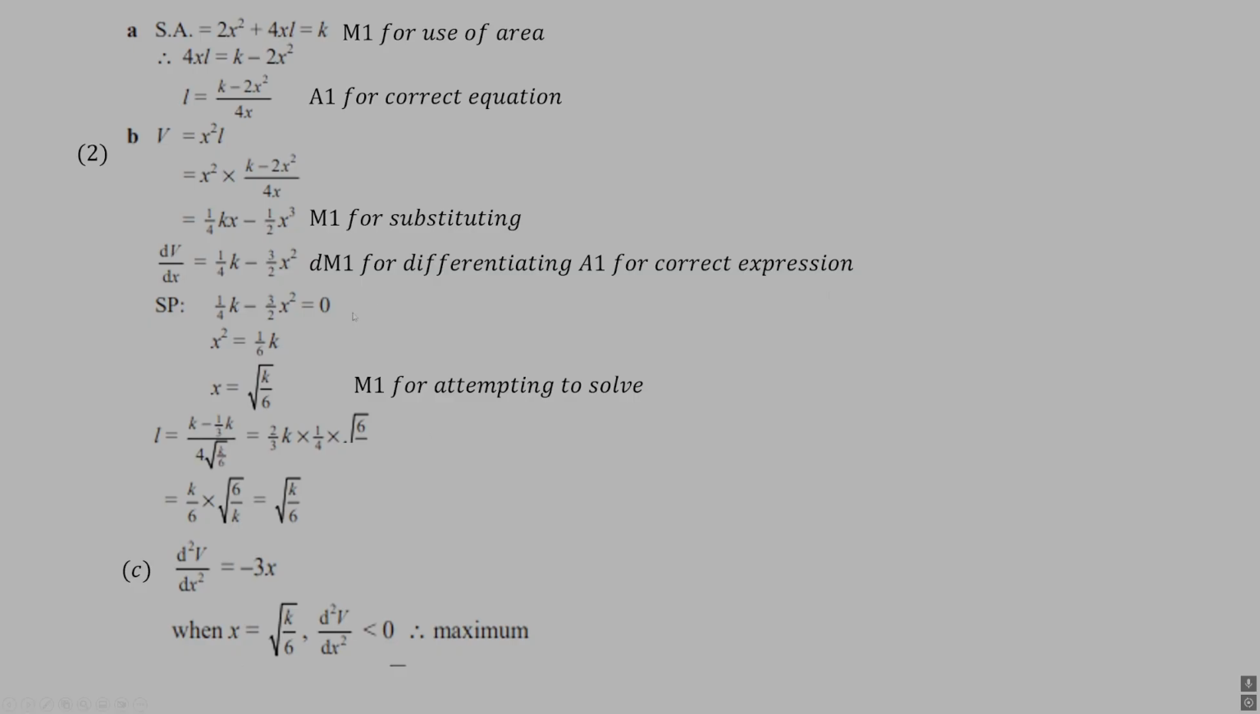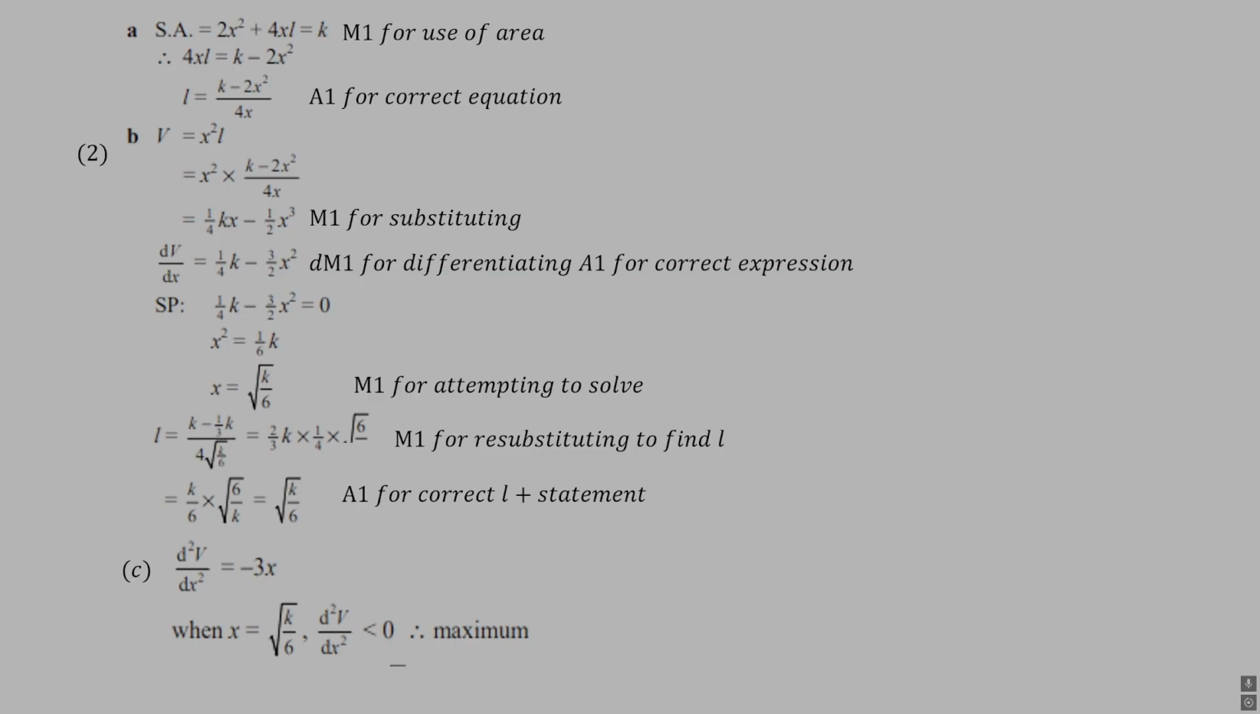Then you get a method mark for setting it equal to 0 and attempting to solve for x in terms of k. Next, you get a method mark for resubstituting that value into the original equation to find L, because the student's claim was that L equals x. Therefore, we're going to need to try and prove that. And it ends up being this, which simplifies to just root k over 6 again. And you need your correct value, and you also need a statement, like therefore these equal each other, therefore the x and L must be the same for it to be maximum.